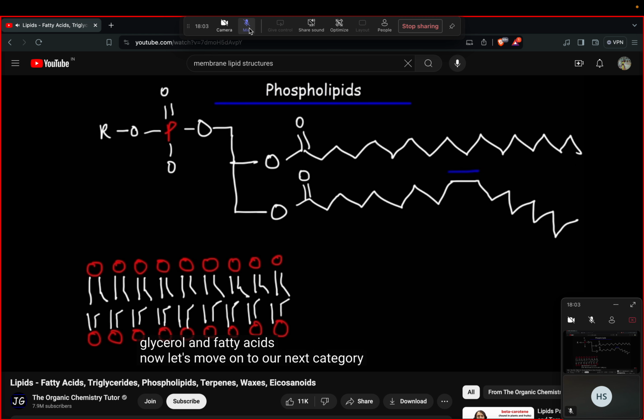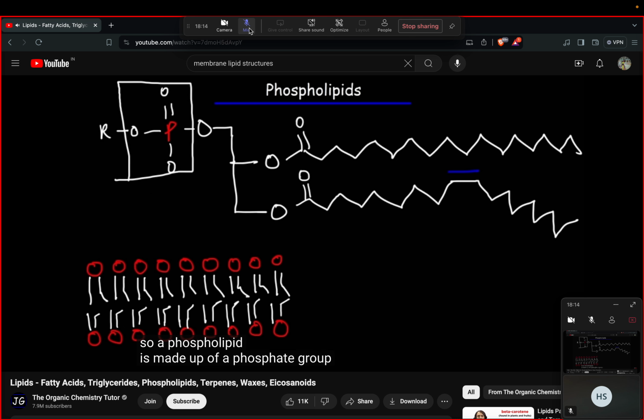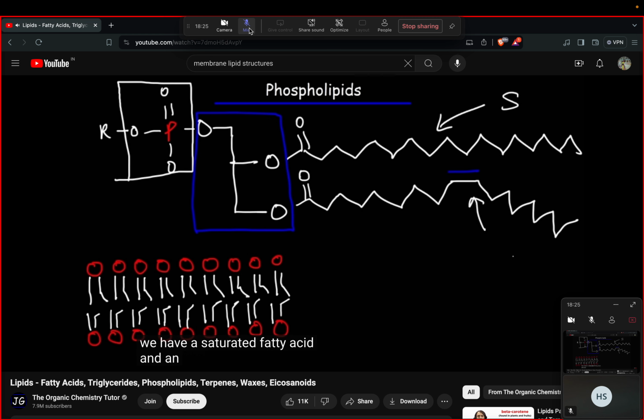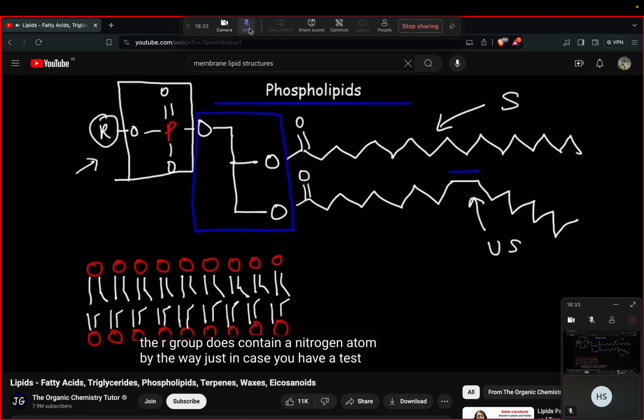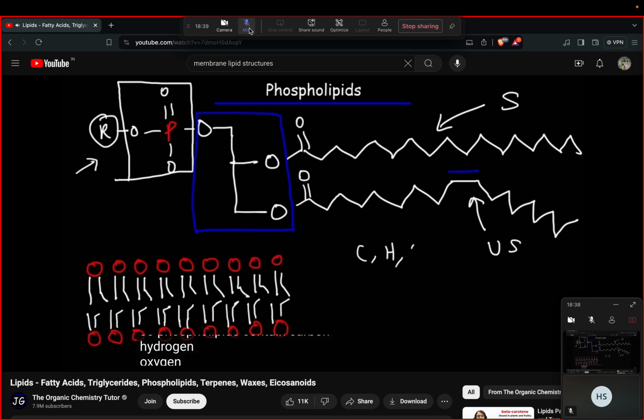Now let's move on to our next category, phospholipids. These are lipids with a phosphate group. So a phospholipid is made up of a phosphate group, a glycerol molecule, and 2 fatty acid chains. In this example, we have a saturated fatty acid and an unsaturated fatty acid. The R group does contain a nitrogen atom, by the way, just in case you have a test question on that. So phospholipids contain carbon, hydrogen, oxygen, phosphorus, and nitrogen.